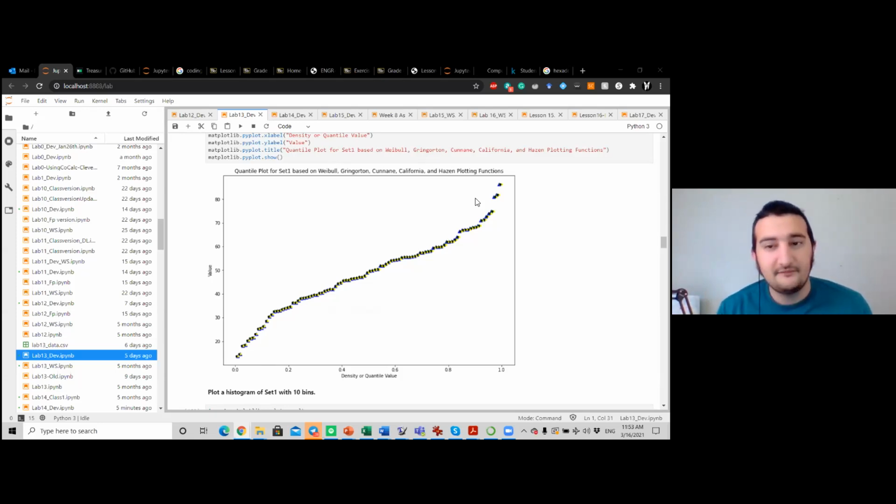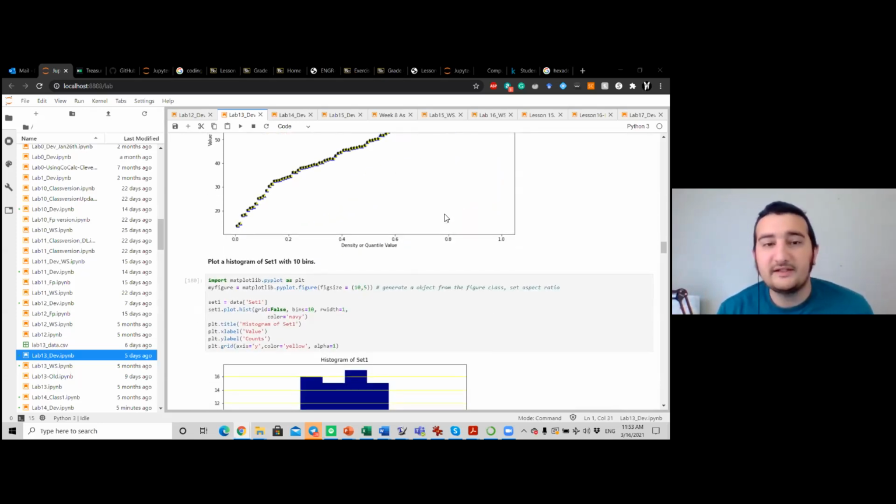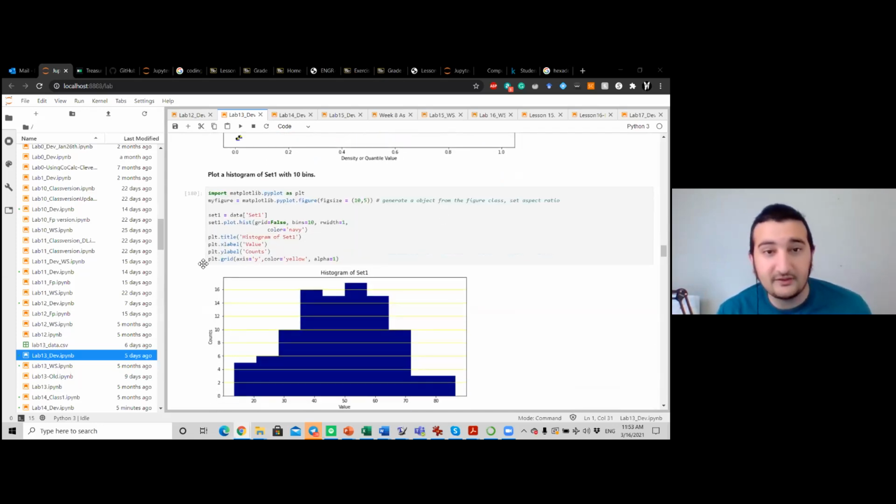Then we looked at different histograms and we looked at KDEs. What did we infer from looking at the KDE?